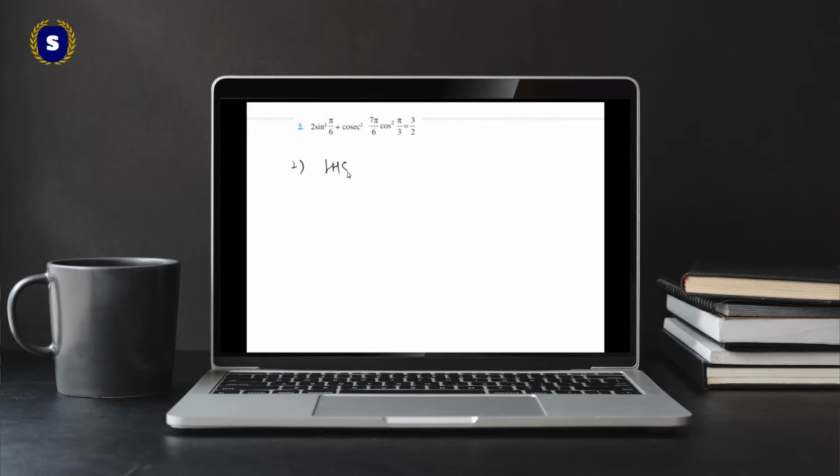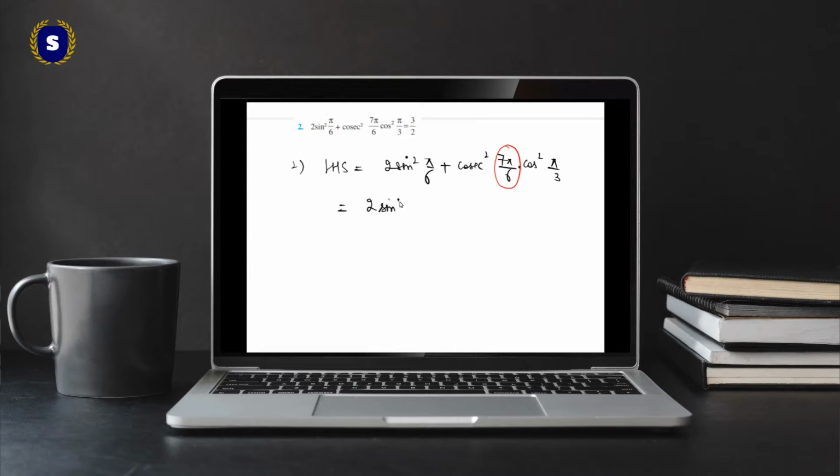So LHS is equal to 2 sine square pi by 6 plus cos square 7 pi by 6 into cos square pi by 3. Here 7 pi by 6 is an angle whose value we don't know, so we'll convert it into simple angles ranging between 0 to 2 pi. Okay, let's try to solve this.